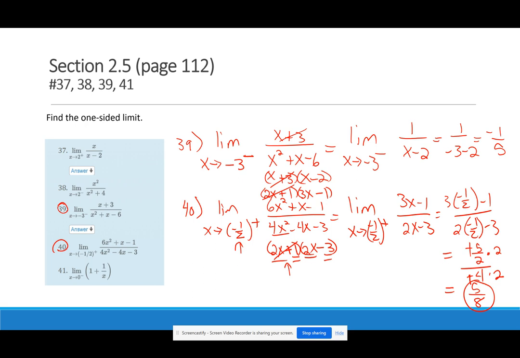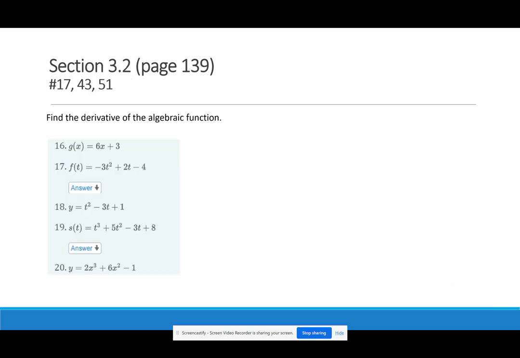Okay. So finding one-sided limits, but really it works the same as finding two-sided limits, unless it's some of those interesting ones that are approaching, you know, a different thing from the right as from the left. Okay. Oh, and that was the last one. That's all from chapter 2. So that's it for chapter 2.